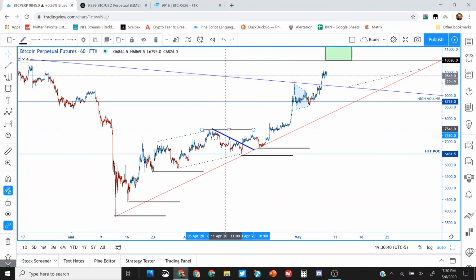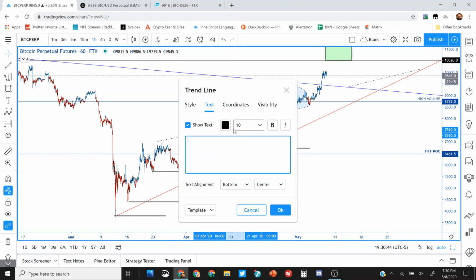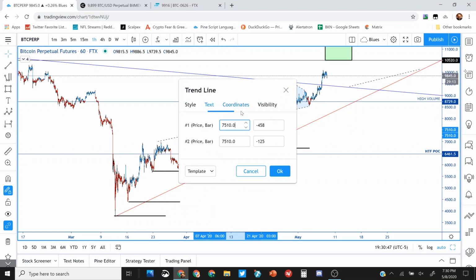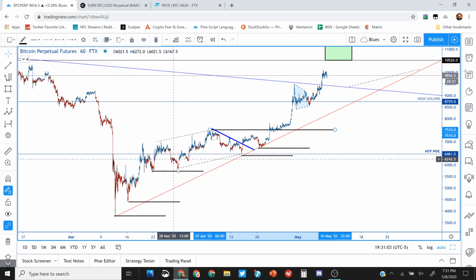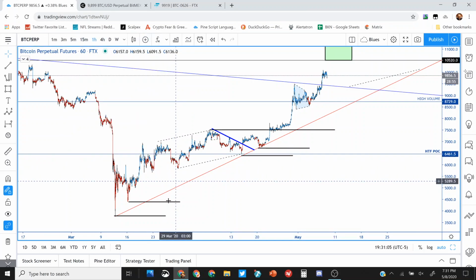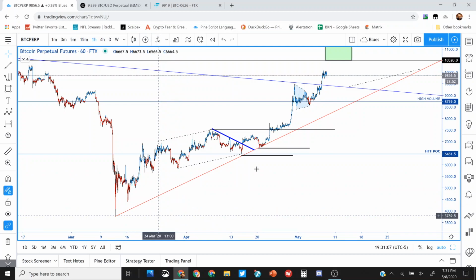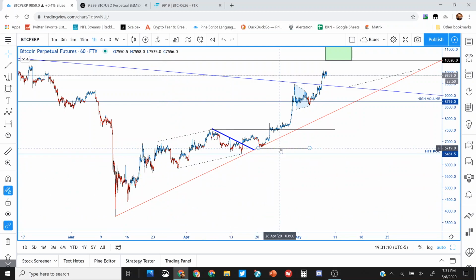So here, it's interesting that this matches up. Let's see. Let's just put it, still not far enough. Okay. So I'm going to delete all these. You get the idea. We have an uptrend here.